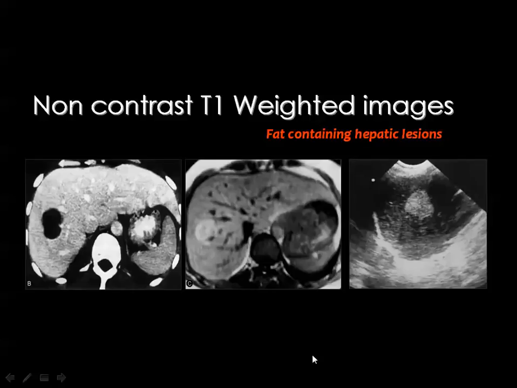Then in cases where you see a focal lesion on the CT scan in the liver, and you are suspecting that this lesion contains fat, meaning that it is a lipoma or angiomyolipoma, for example, and you want to be sure that this lesion contains fat, one of the ways is to have the ultrasound, which is relatively sensitive for detection of fat, and you can see this echogenicity is the echogenicity of fat.